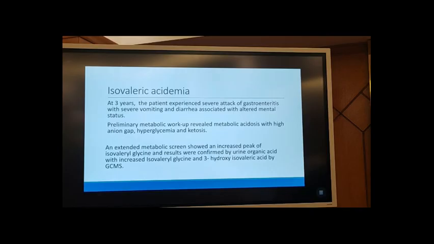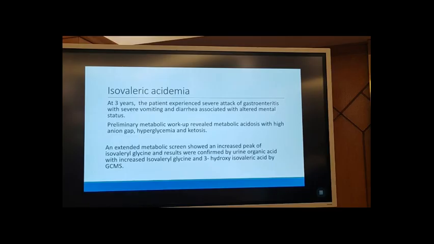The metabolic workup revealed metabolic acidosis with high anion gap. The patient was hyperglycemic and was ketotic. And sometimes these patients are mistaken as having diabetes, yes, diabetes mellitus. The hyperglycemia occurred because of the stressful situation, and so all the hormones that cause hyperglycemia are spurted out.